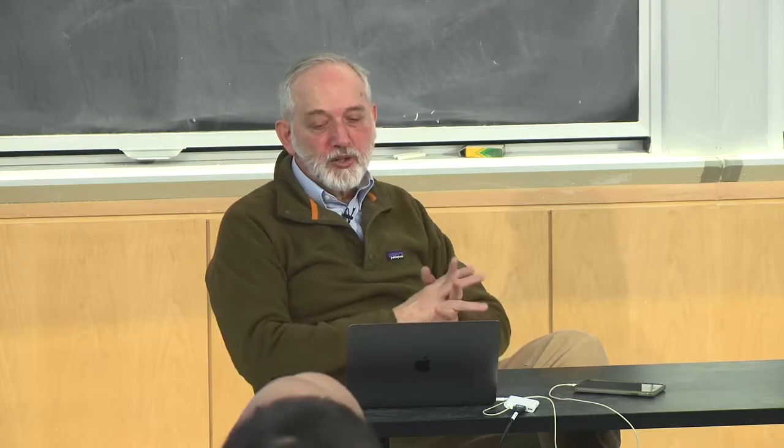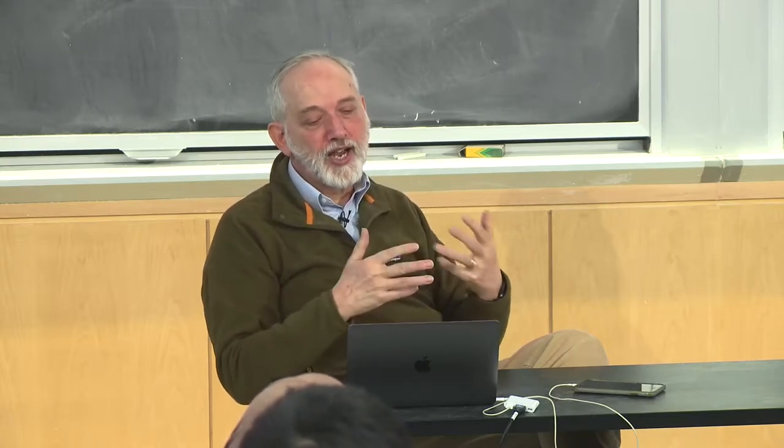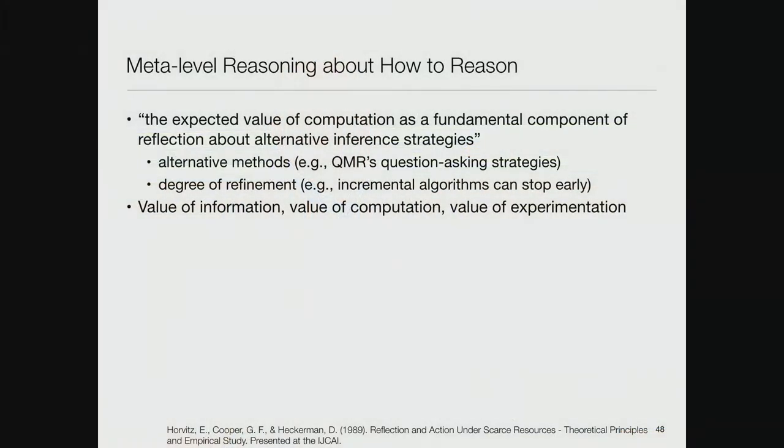So what Eric and his colleagues were doing was trying really to look at how this kind of meta-level reasoning about how much reasoning and what kind of reasoning is worth doing plays into the decision-making process. So the expected value of computation as a fundamental component of reflection about alternative inference strategies. For example, I mentioned that QMR had these alternative questioning methods depending on the length of the differential that it was working on. So that's an example of a kind of meta-level reasoning that says that it may be more effective to do one kind of question asking strategy than another.